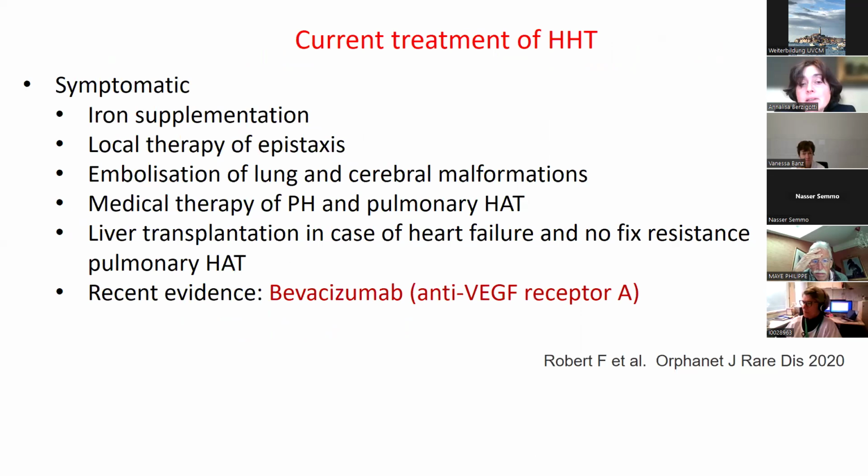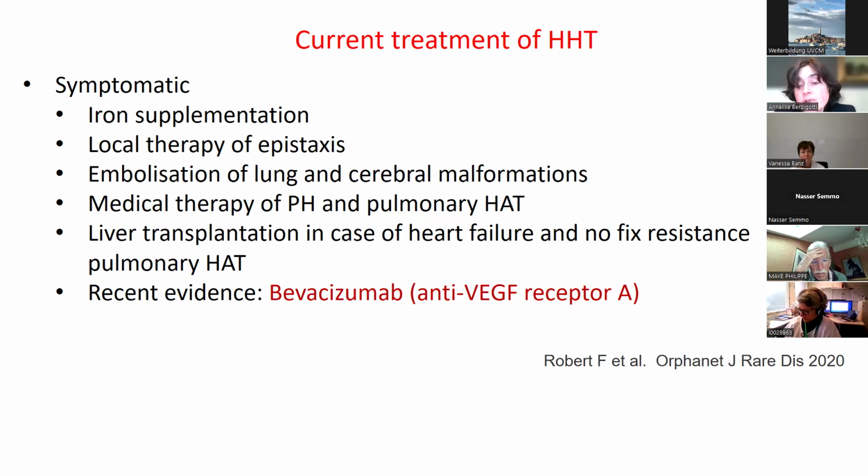Going to the treatment, unfortunately, we do not have much yet. We do a symptomatic treatment. The iron supplementation is important, local therapy of epistaxis, endovascular treatment of the lung and cerebral malformations. We can do medical therapy of pulmonary hypertension and portal hypertension. And if the patient has a heart failure without fixed resistance in the pulmonary artery, we can think about liver transplantation in case we cannot do much.